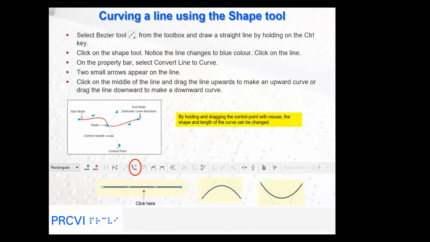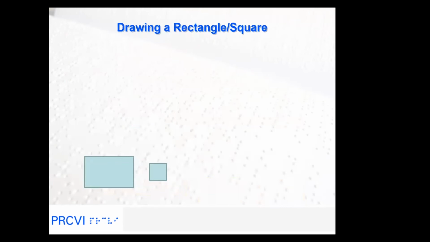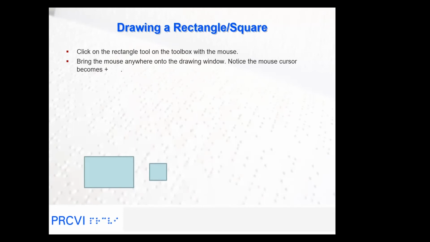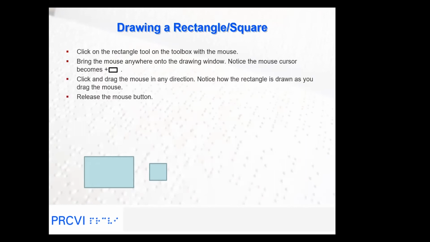To draw a rectangle, click on the rectangle tool on the toolbox with the mouse. Bring the mouse anywhere onto the drawing window. Notice the mouse cursor becomes a plus with the rectangle shape. Click and drag the mouse in any direction. Notice how the rectangle is drawn as you drag the mouse. Release the mouse button.